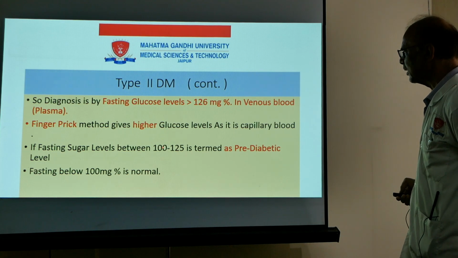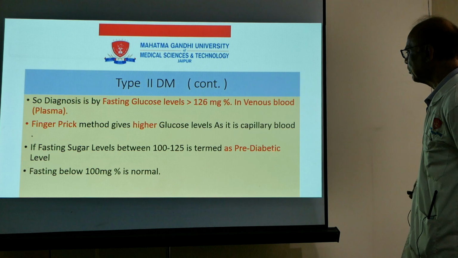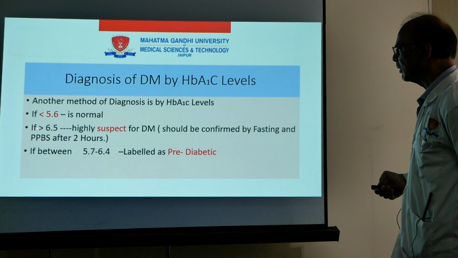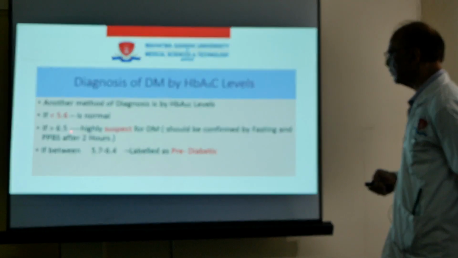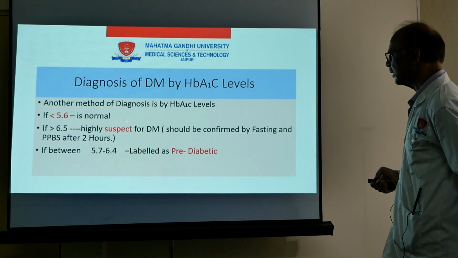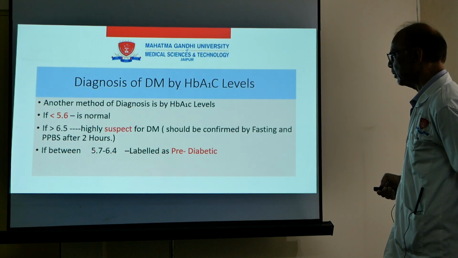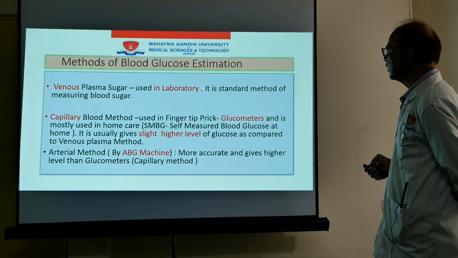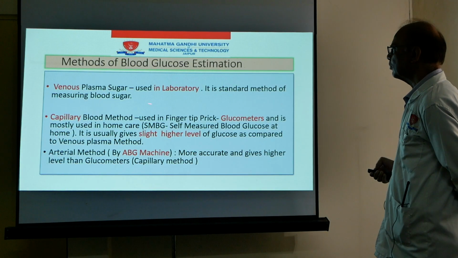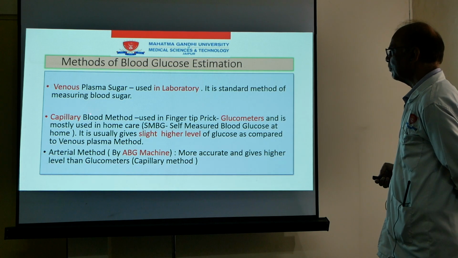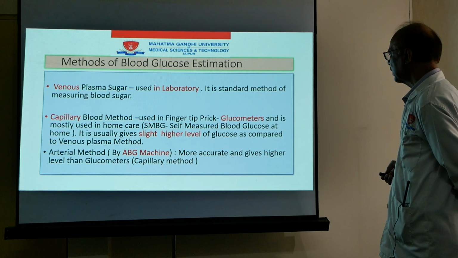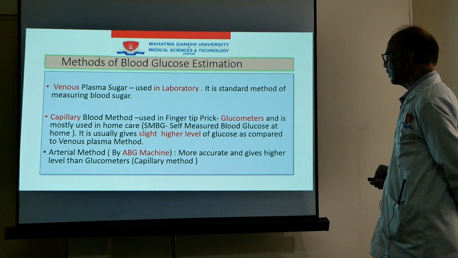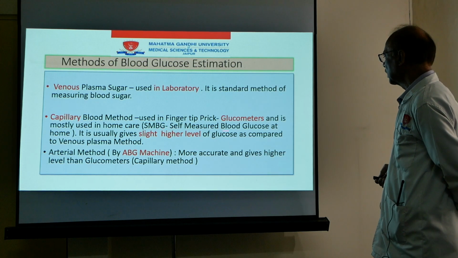If fasting sugar level is between 100 to 125, it is termed pre-diabetes. By HbA1c, we already saw that if HbA1c is more than 6.5, then we should suspect diabetes mellitus. If it is between 5.7 to 6.4, they are labeled as pre-diabetic. Venous plasma sugar is usually used in the laboratory. It is the standard method of measuring blood sugar. The capillary blood method is used in the finger prick method by glucometers, and it is mostly used in home care, that is self-monitoring blood glucose at home.